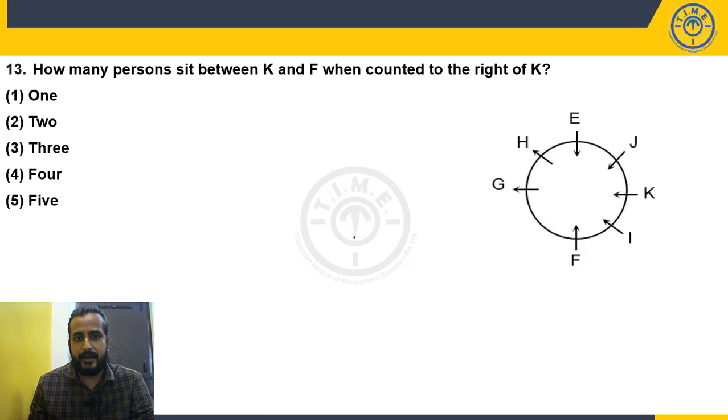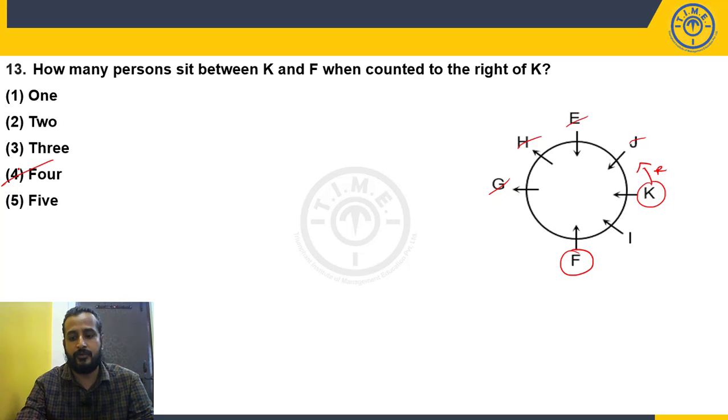How many persons sit between K and F when counted to the right of K? K's right side is this side. So 1, 2, 3, 4 persons. The answer is also 4.